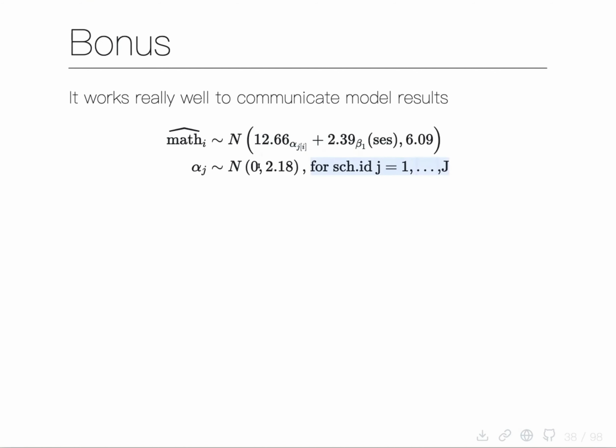Okay, so the standard deviation in school intercepts is 2.18.